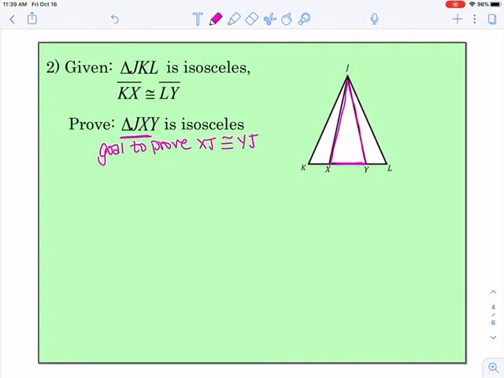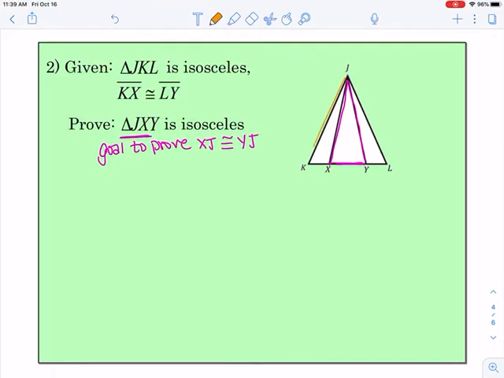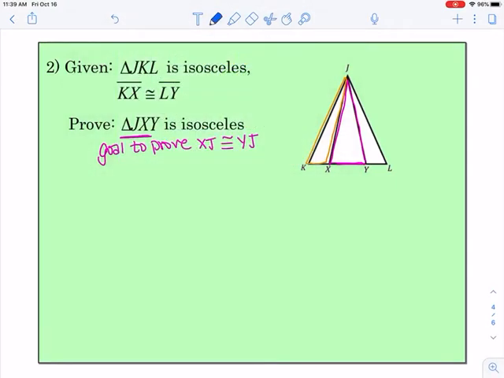So in order to do that, I'm going to go back and prove two triangles congruent. The two triangles that I'm going to prove congruent, I'll highlight one in orange. I'm going to highlight this triangle here, and then I'm going to highlight, how about blue, this triangle here. So if I can prove my orange triangle congruent to my blue triangle, then I'll be able to say that these two sides are congruent by CPCTC, and then I'll be able to say that the triangle is isosceles. So again, let's do our statements and our reasons.